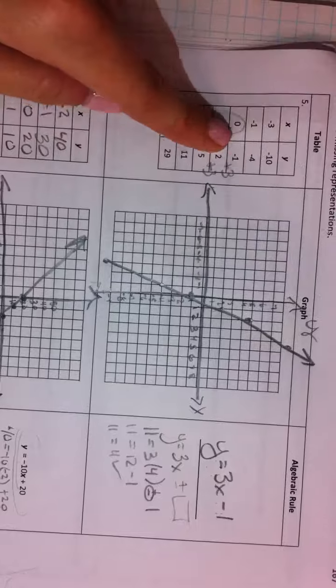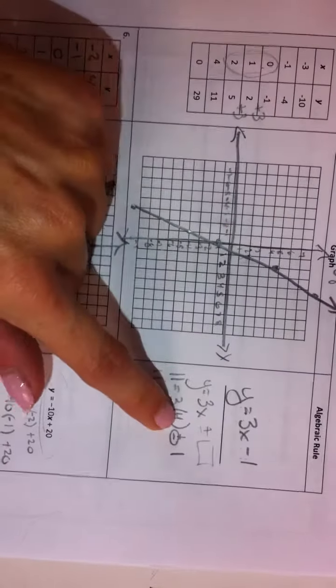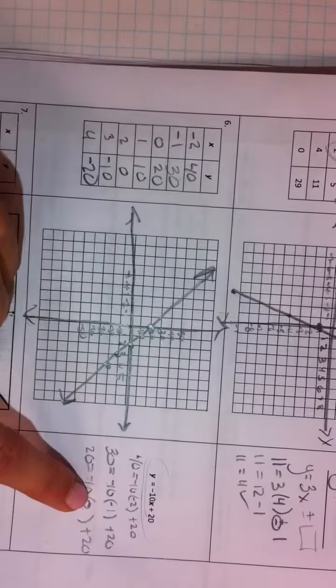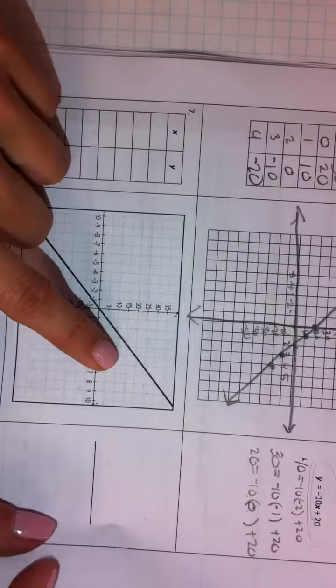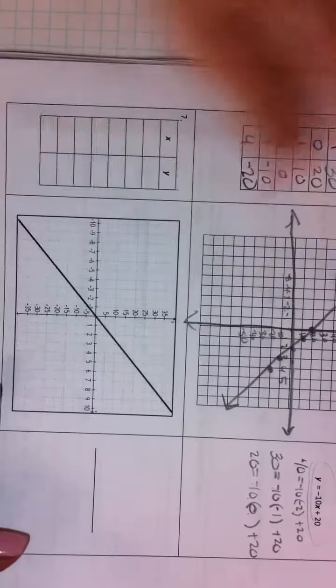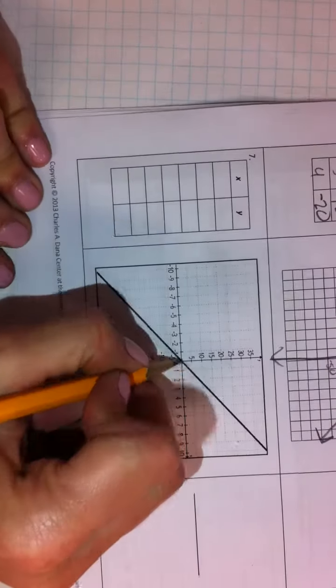So in the first one, they gave us a table. We had to make the graph and the rule. Second one, they gave us the rule. We made the table and the graph. Now they're giving us the graph. We've got to make the table and then the rule. So here's how we make the table.